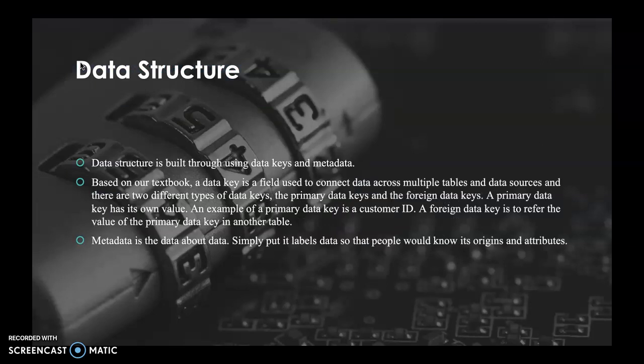Data structure is built through using data keys and metadata. Based on our textbook, a data key is a field used to connect data across multiple tables and data sources. And there are two different types of data keys: the primary data keys and the foreign data keys. The primary data key has its own value. An example of the primary data key is a customer ID. A foreign data key refers to the value of the primary data key in another table. Then there is the metadata, which is actually the data about the data. Simply put, it labels data so people would know the origin and attributes.